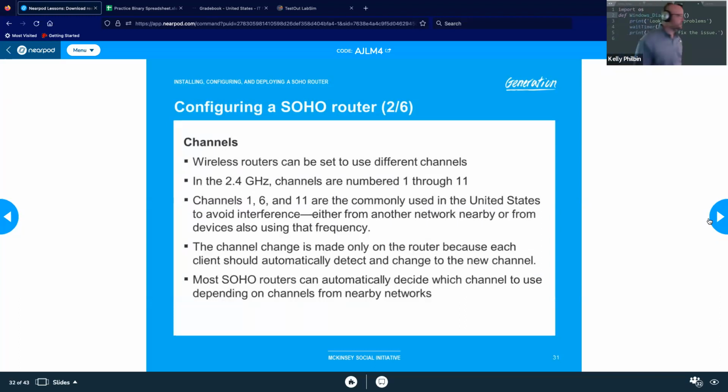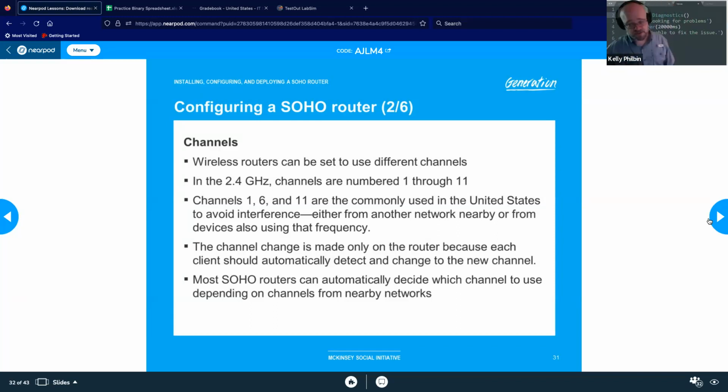All right, so channels. Again, if you're using 2.4, you can use channels 1 through 11, although us being savvy IT professionals now know we use 1, 6, or 11. So those are the non-overlapping channels. And you can change this channel and set it up on your router however you wish. Some people just allow the router to detect it automatically, and most of the time this works just fine.